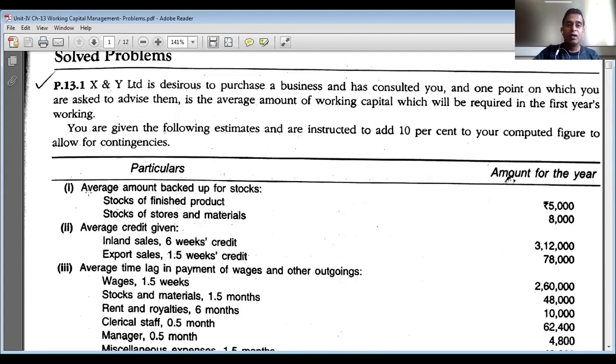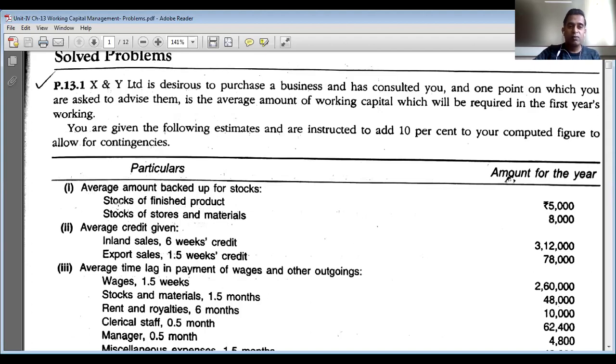Okay. So first data, average amount blocked up for stocks. See, this is nothing but the working capital required to finance stock of finished goods and stock of raw materials. So this data is readily given. You need not calculate it separately. So this way you need to identify whether the data is readily given or we need to calculate.